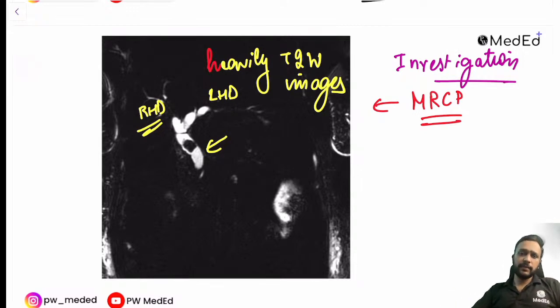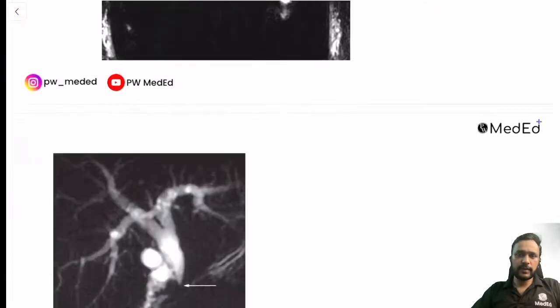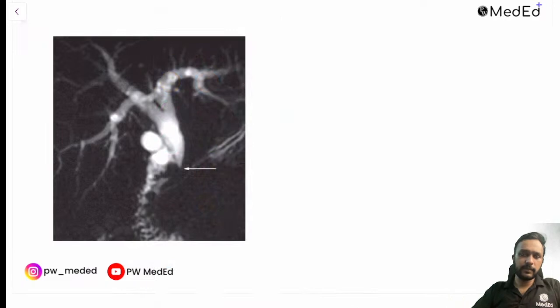On this particular MRCP image we can see that there is a filling defect within the CBD, and this filling defect within the CBD is nothing but your CBD stone. This filling defect is your CBD stone. So let me show you another very interesting MRCP image.